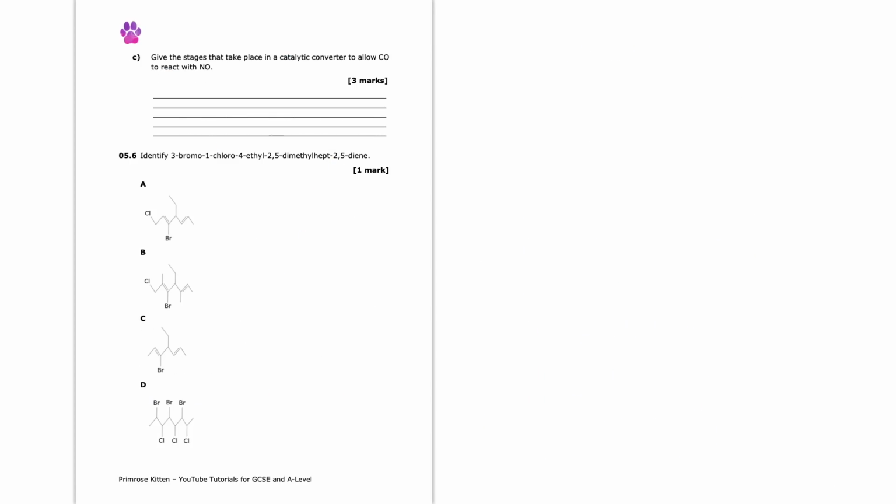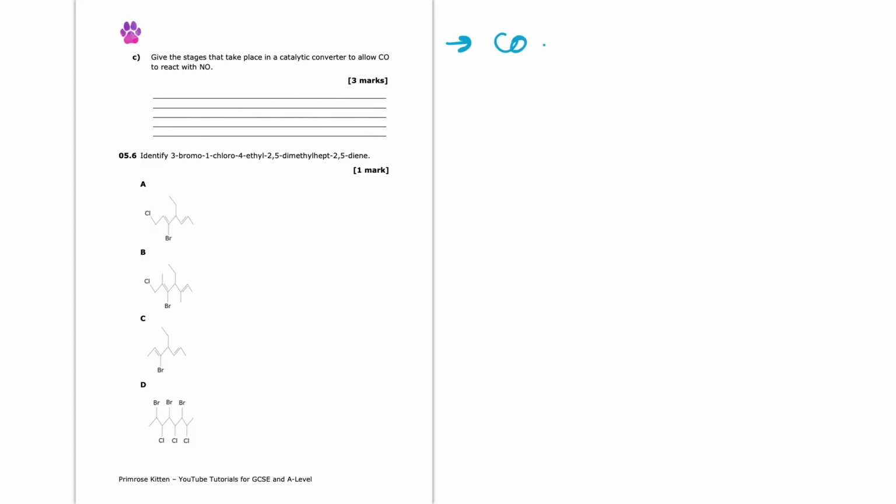So next we're told to give the stages that take place in a catalytic converter to allow carbon monoxide to react with nitrogen monoxide. And I really like these types of questions. They are pure recall and they're very structured in their story as to how it works. So I'm going to do this in bullet point form because it really illustrates what we need to know. And if you're not familiar with this, perfect for a flashcard.